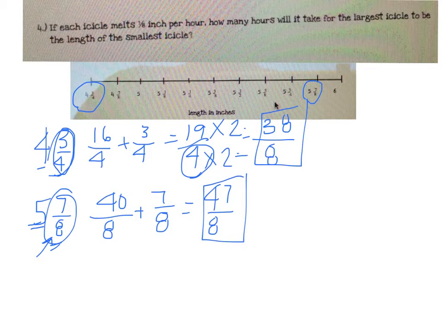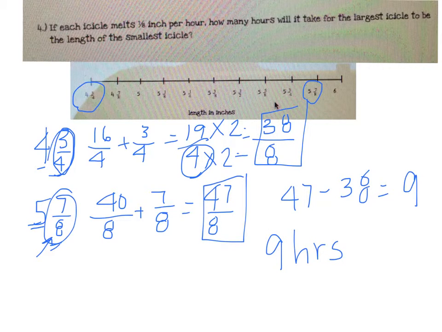So now to figure out how many hours it takes, I need to subtract my two numerators. 47 minus 38. So 47 minus 38 is 9. So I know that it takes 9 hours for my longest icicle to melt and get to the length of my shortest icicle if it melts 1/8 inch per hour.